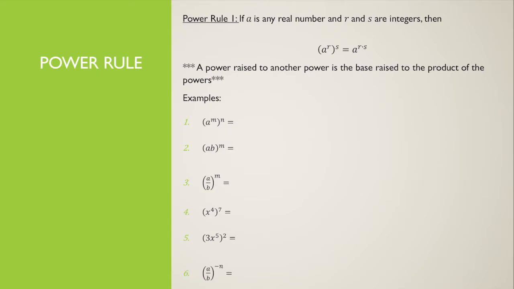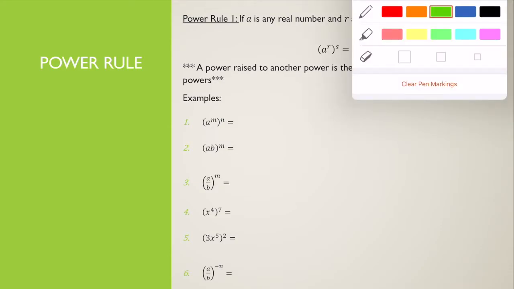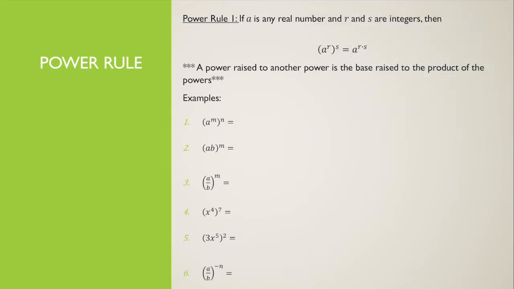Next, we have the power rule. If a is any real number, and r and s are integers, then a to the r to the s power is a to the r times s. Well, why does this work? Let's say I had 2 cubed squared. That's like saying I have 2 cubed times itself twice. Well, that would give me 2 to the 3 plus 3, which is 6. Well, 6 is conveniently 2 times 3, so therefore our power rule works.